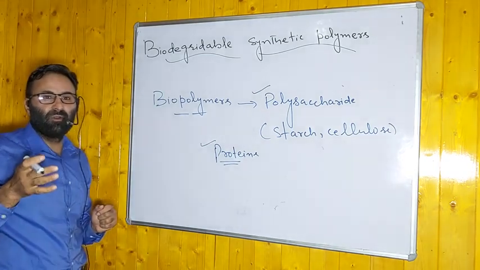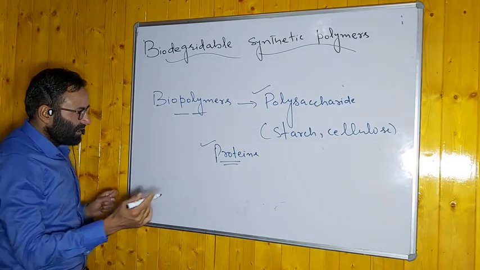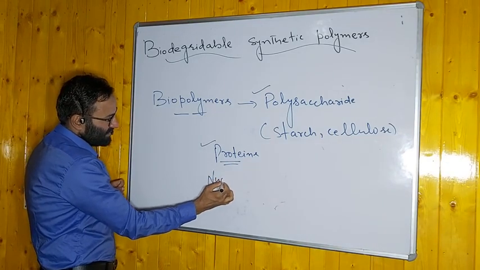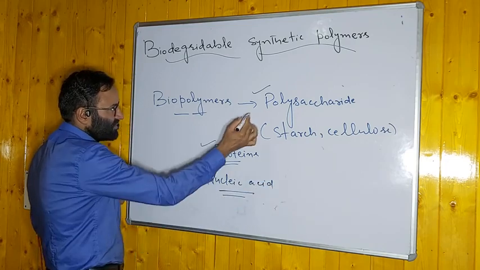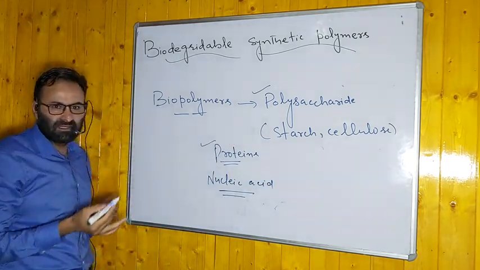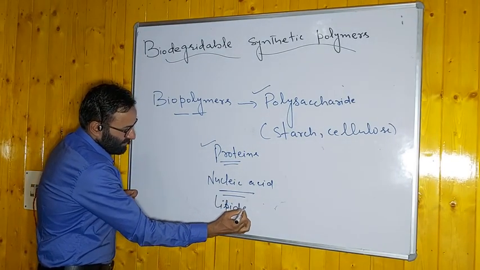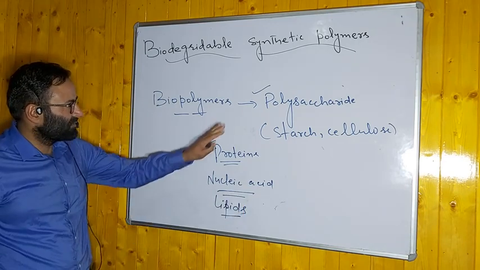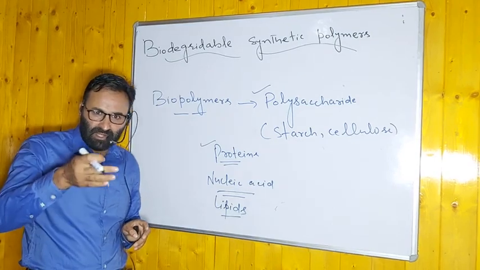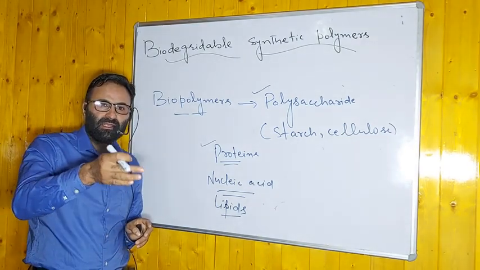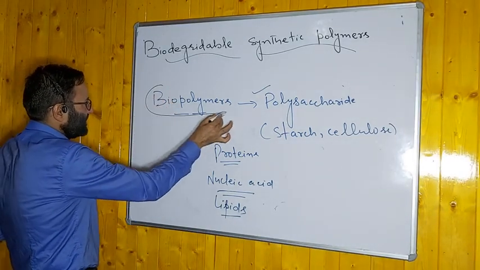Proteins are also biopolymers because these are the polymers present in the biological system. Or you can have nucleic acids, DNA, RNA. We have to discuss these three: polysaccharides, proteins, nucleic acids. Or you can have the lipids. These polymers are present in the living system, and these are known as biopolymers. These biopolymers have a special property.